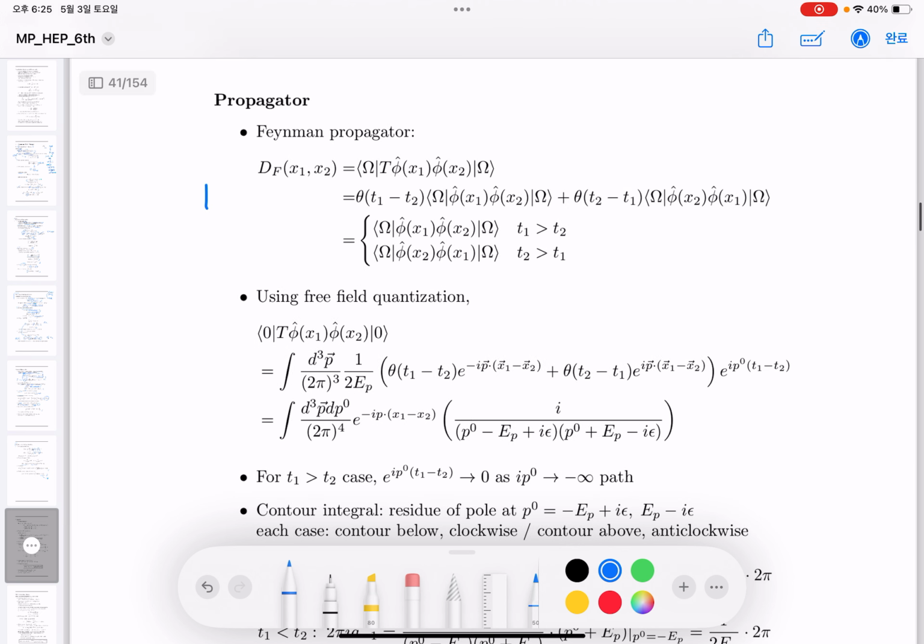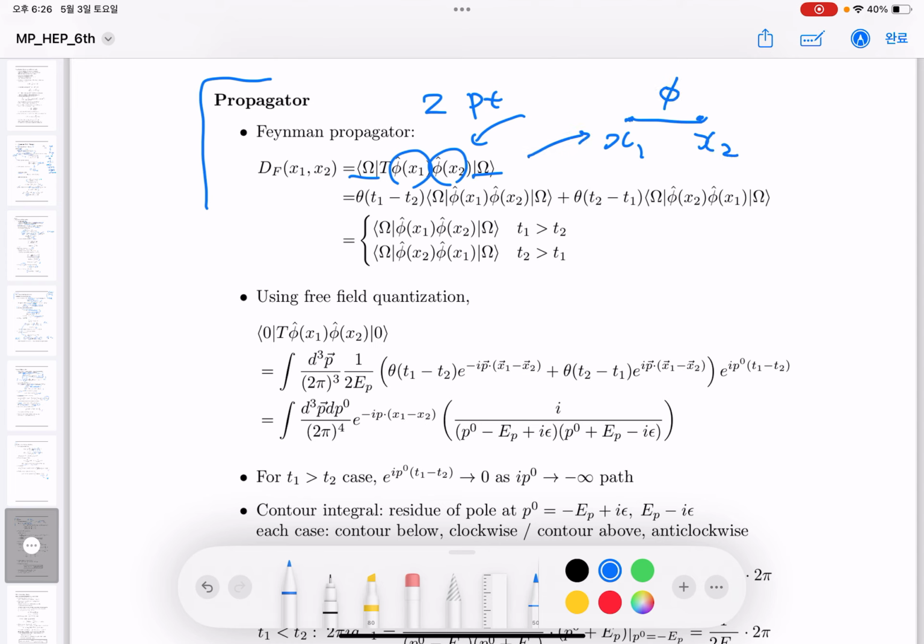And now we will define the propagators by using such ladder operator formulations. The propagator is actually the two-point correlation function. If two fields act on the vacuum, then this means that the propagator connects one space-time point x1 and the other one x2. And there should be time ordering in here. So this is the definition of the Feynman propagator.